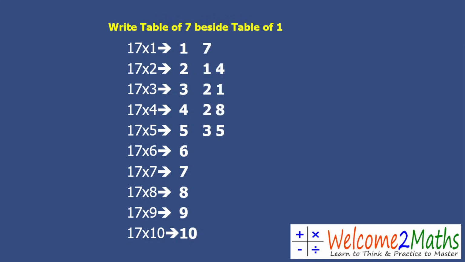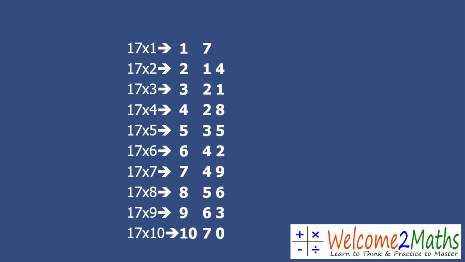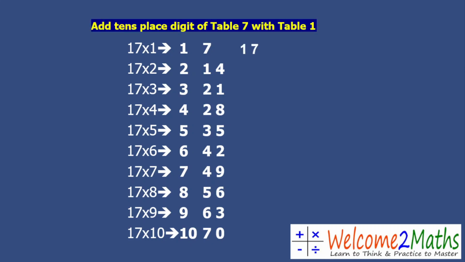7 3s are 21, 7 4s are 28, 7 5s are 35, 7 6s are 42, 7 7s are 49, 7 8s are 56, 7 9s are 63 and 7 10s are 70. Okay? And 17 ones are 17. Now what we have to do is add the tens place digit of the table of 7 to the table of 1, and the ones place digit we write as it is. How? Let me show you.